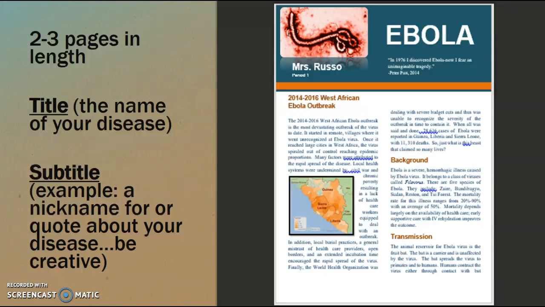And then you'll need to have a title, which is the name of your disease, and a subtitle, which could be some nickname for the disease that maybe you came up with or some other scientist did. And you can see in my newsletter, my title was Ebola, and I chose a quote from the gentleman who discovered the Ebola virus in 1976.